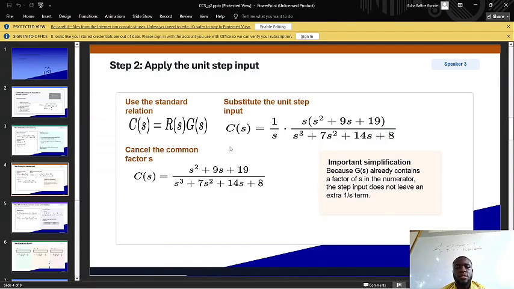Now, I compute the output in the Laplace domain. Since C of S equals R of S times G of S, I substitute R of S equals 1 over S. After multiplication, the factor S in the numerator cancels the S from the step input. So the expression becomes C of S equals S squared plus 9S plus 19 over S cubed plus 7S squared plus 14S plus 8. Because G of S already contains a factor of S in the numerator, the step input does not leave an extra 1 over S term.